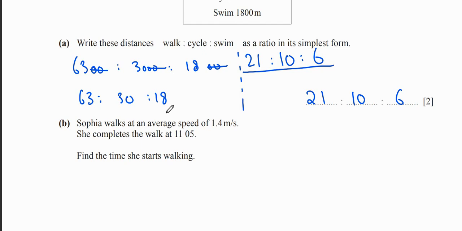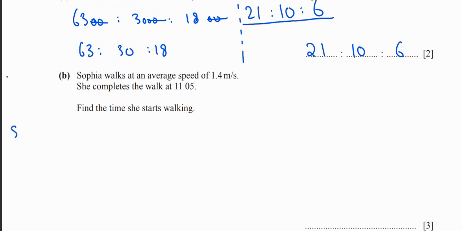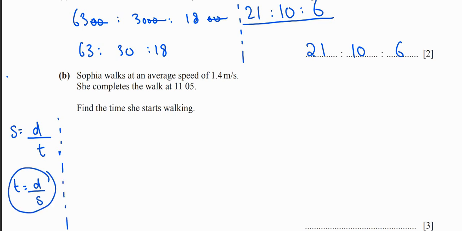Next question, Sophia walks at an average speed of 1.4 meters per second. She completes the walk at 11:05. Find the time she starts walking. So guys, first of all, write down the formula. Speed is equal to distance upon time. Since it says find the time she starts walking, I can rearrange this formula. Time is equal to distance upon speed. I will use this formula.